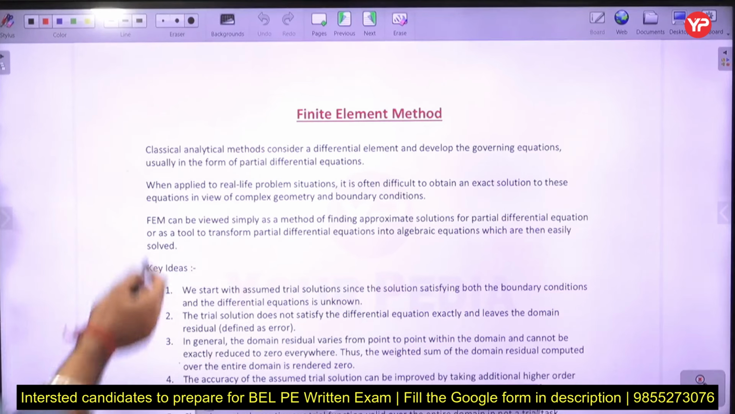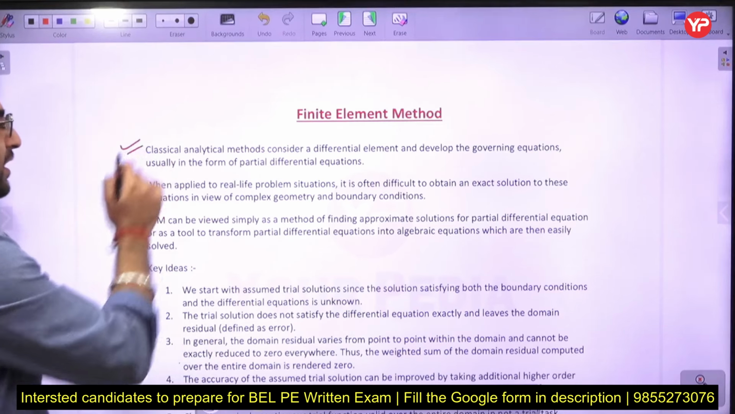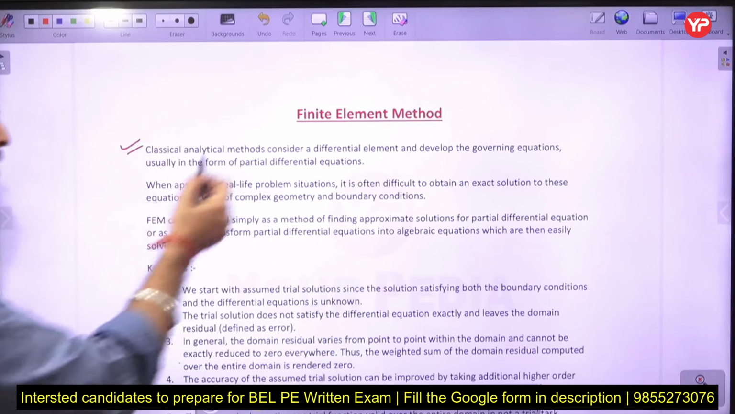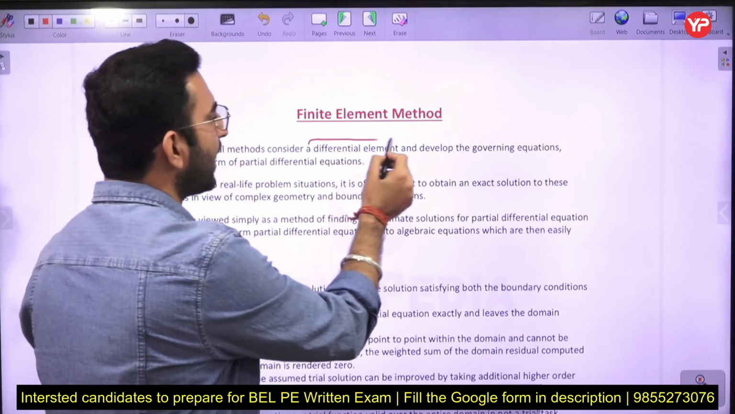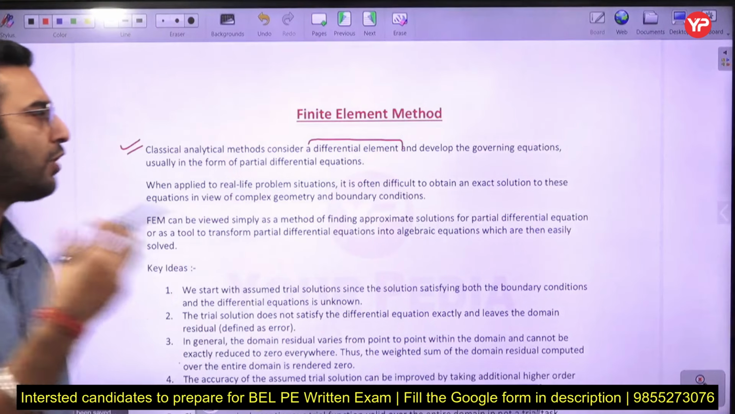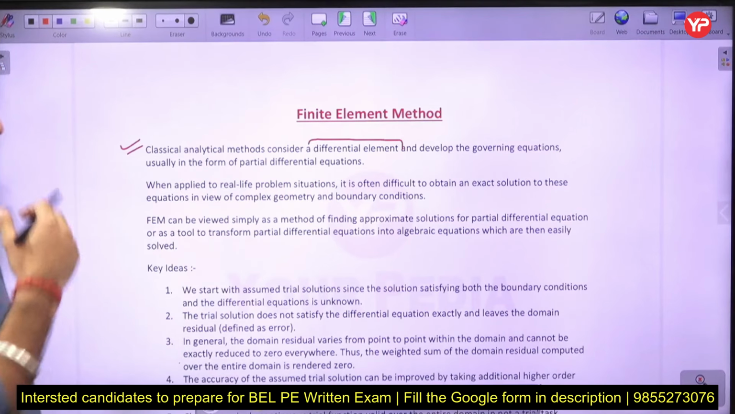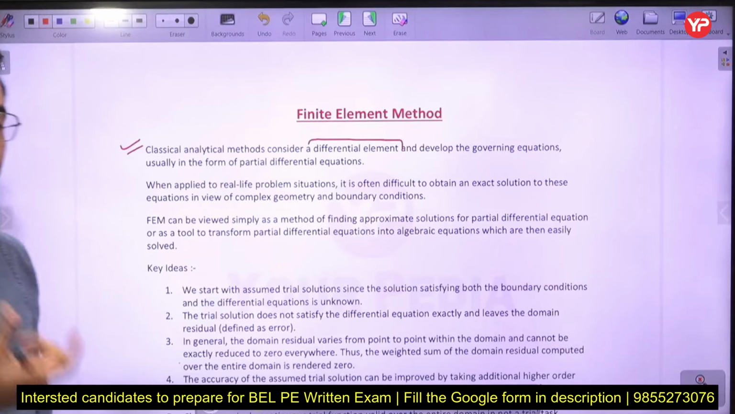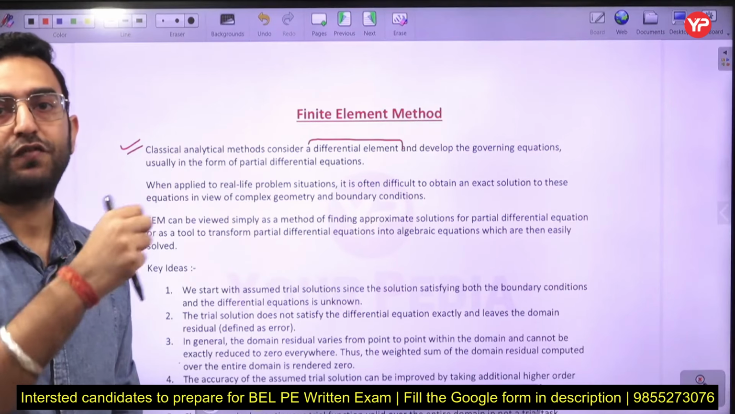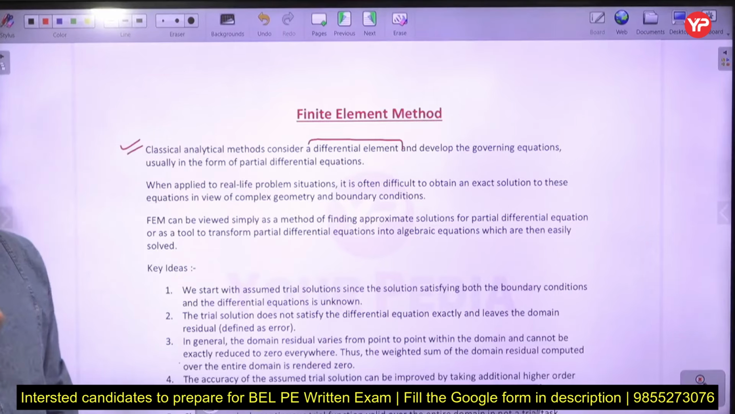In the classical analytical method which we used before FEM, they basically considered a differential element. Whenever you are studying any particular subject of engineering, you always define a differential element and then start your analysis. We define the boundary conditions, we define the particular differential equation over the differential element, and then we integrate it. That is the procedure to solve the problem.